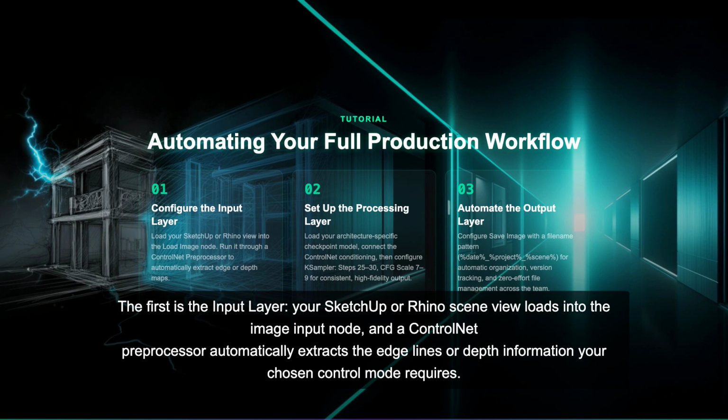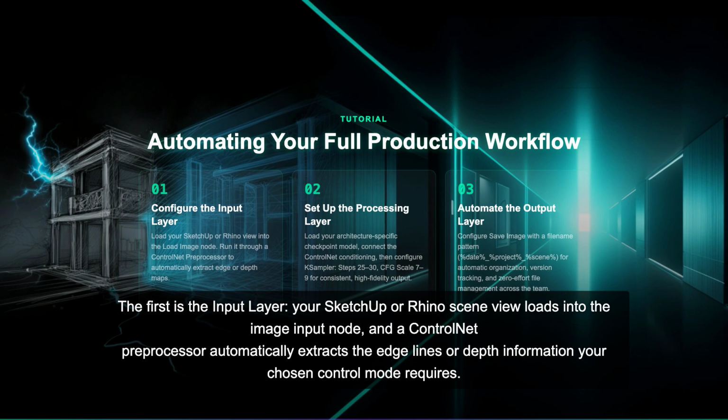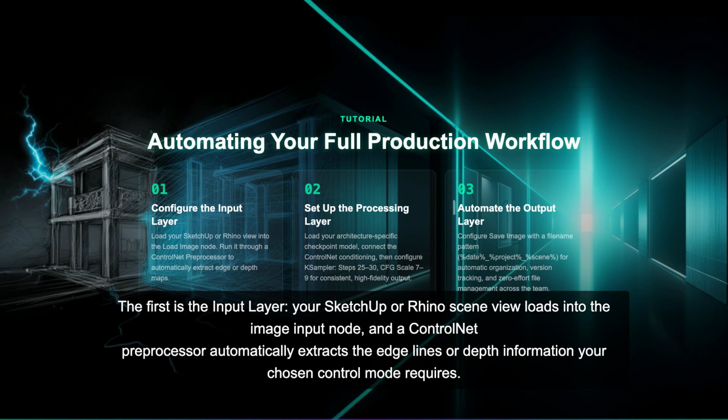The first is the input layer. Your SketchUp or Rhino scene view loads into the image input node, and a ControlNet preprocessor automatically extracts the edge lines or depth information your chosen control mode requires.